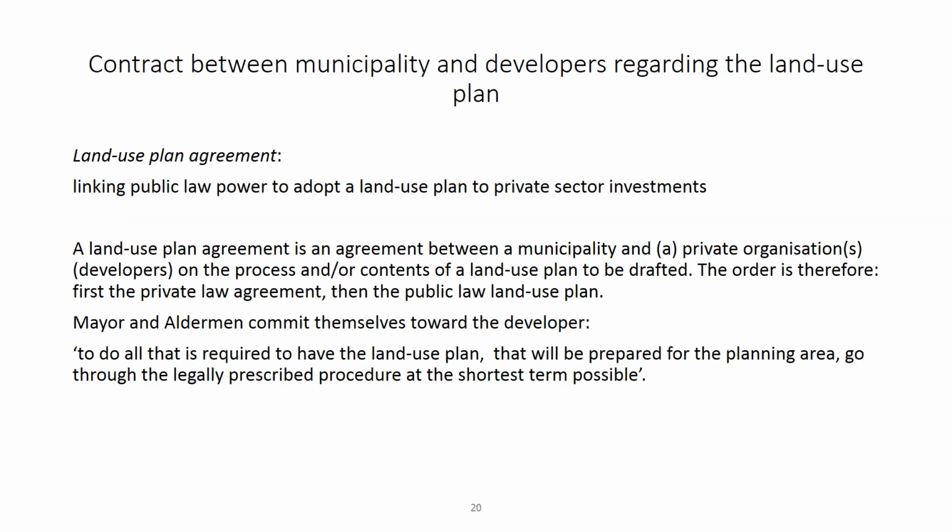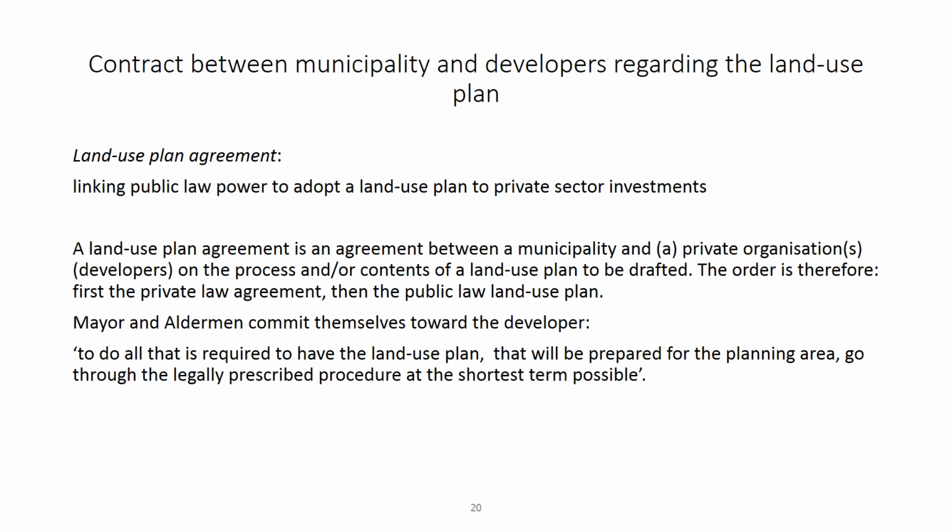Now the joint venture model is not the only model that can be used in order to have some form of network cooperation. We see here also the legal instrument of a contract between the municipality and the developer regarding a land use plan. So there is first a land use plan agreement, and this agreement between the public organization and the private one has all kinds of provisions on what the plan will look like. It is on the content of the land use plan to be drafted. There is first this private law agreement, and then the public law land use plan.